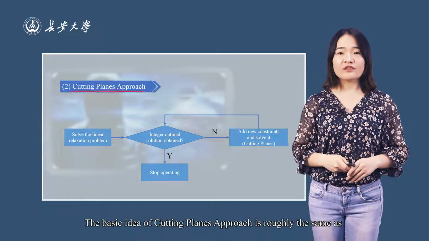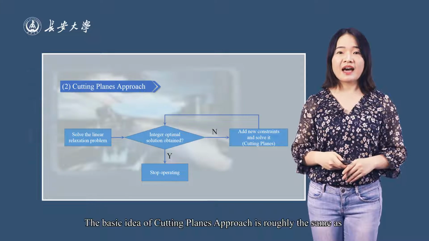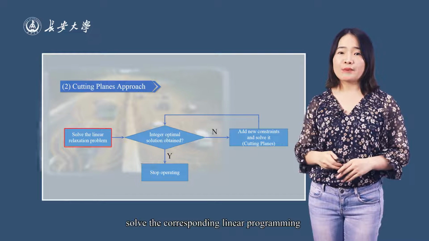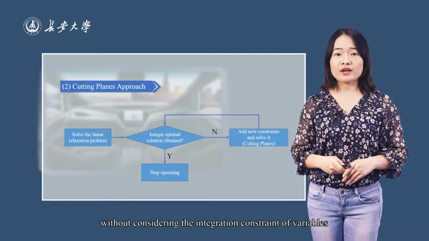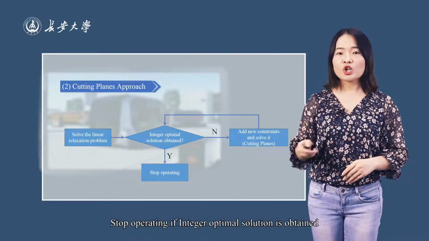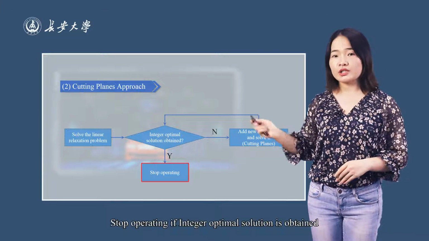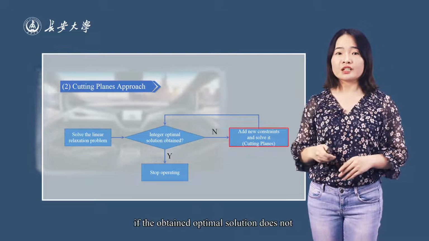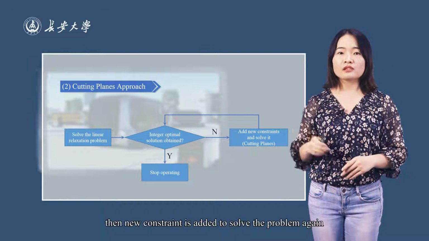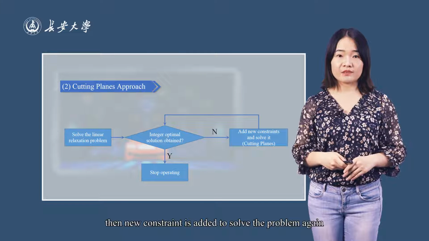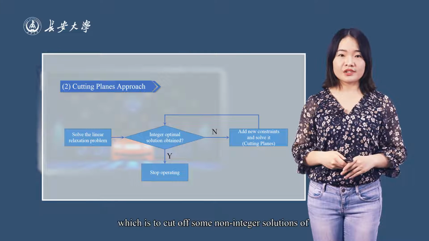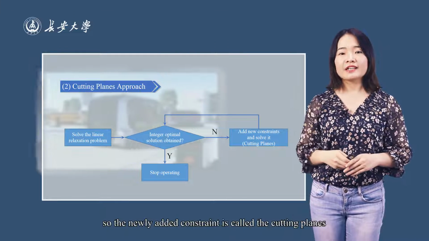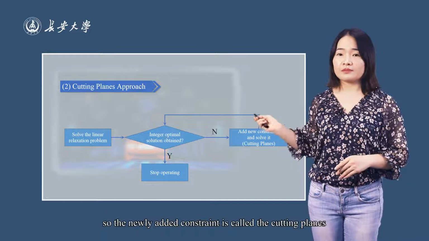The basic idea of the cutting planes approach is roughly the same as the branch and bound method. That is, firstly, solve the corresponding linear programming without considering the integer constraint of the variables. Stop if an integer optimal solution is obtained. Otherwise, if the obtained optimal solution does not meet the integer constraint, then a new constraint is added to solve the problem again, which cuts off some non-integer solutions of the relaxation problem and keeps all integer solutions. So the newly added constraint is called the cutting plane.